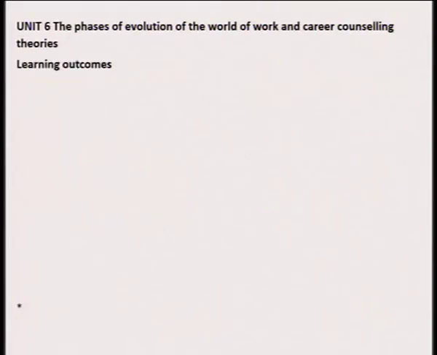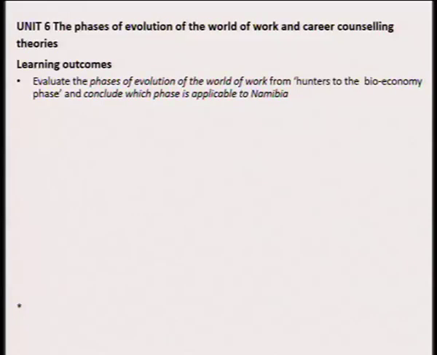Now we start with Unit 6. Unit 6 focuses on the phases of evolution of the world of work, as well as career counseling theories. Let's have a brief look at the learning outcomes that are important here. The first one is to be able to evaluate the phases of evolution of the world of work, from hunters to the bioeconomy phase, and to conclude which phase is applicable to Namibia.